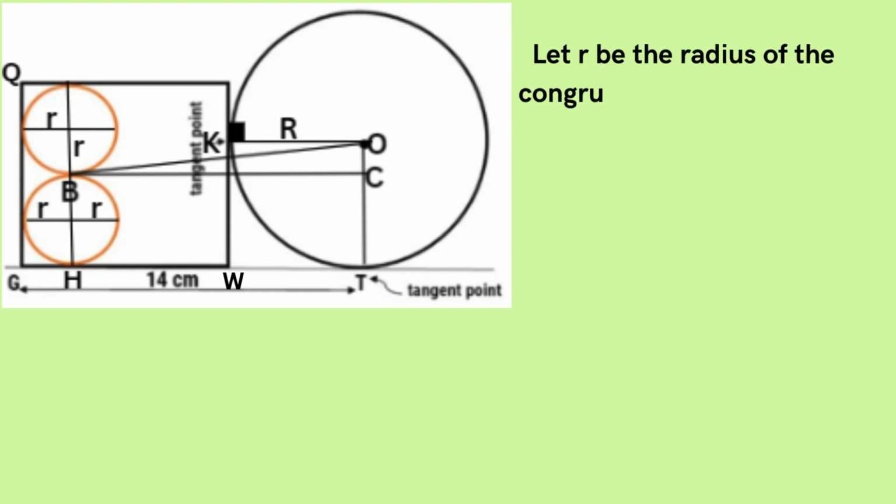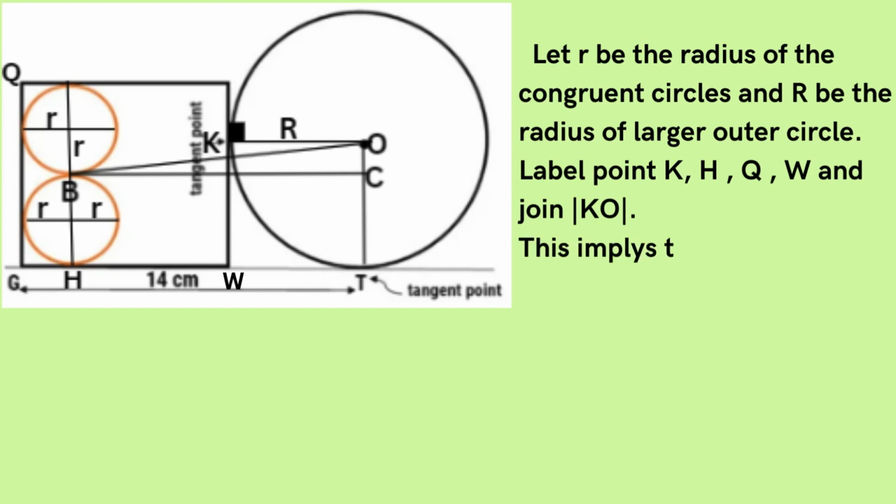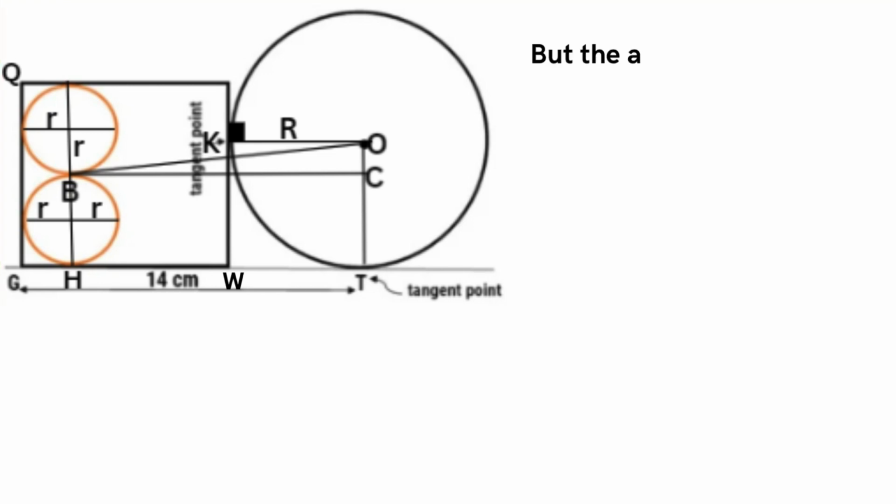Let r be the radius of the congruent circles and R be the radius of the larger outer circle. Label points K, H, Q, W, and join K, O. This implies that OC equals the positive difference between the radius of the larger circle and the product of 2 and the radius of the small congruent circles. BC equals the difference between 14 and the radius of the congruent inscribed circles. This equals line HT.